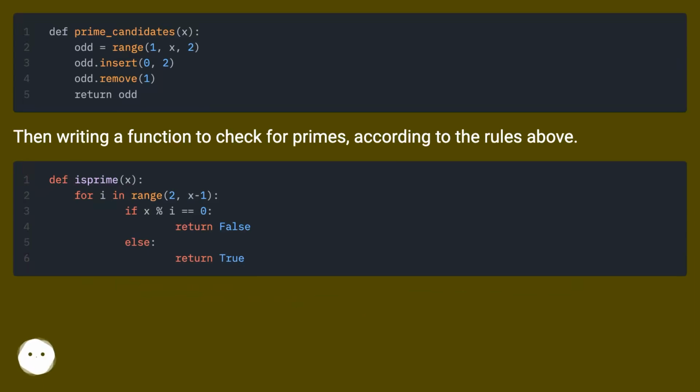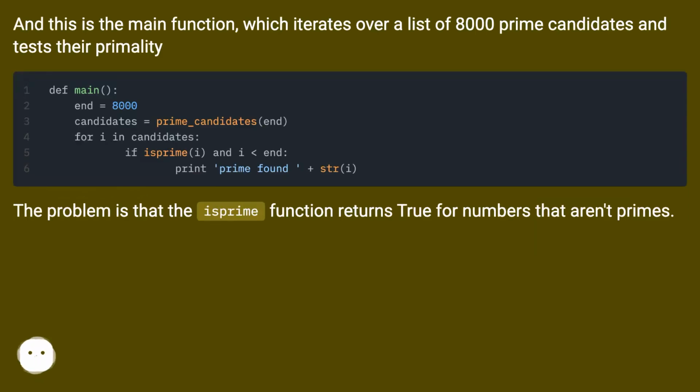Then writing a function to check for primes, according to the rules above. And this is the main function, which iterates over a list of 8,000 prime candidates and tests their primality. The problem is that the isPrime function returns true for numbers that aren't primes.